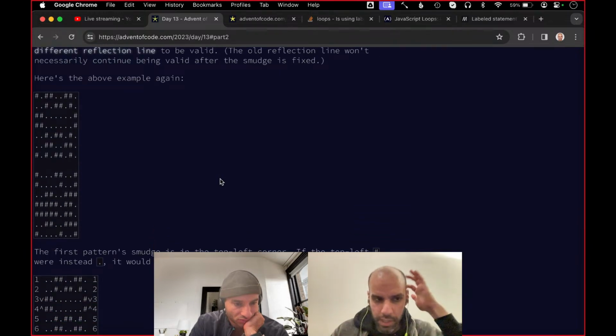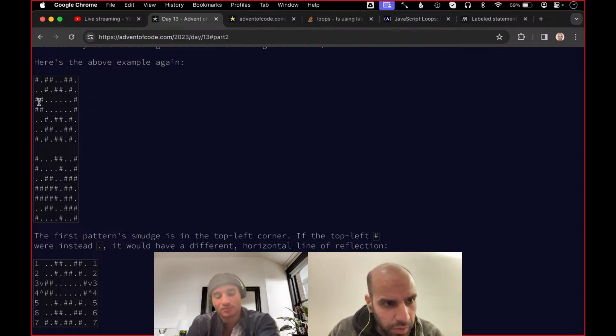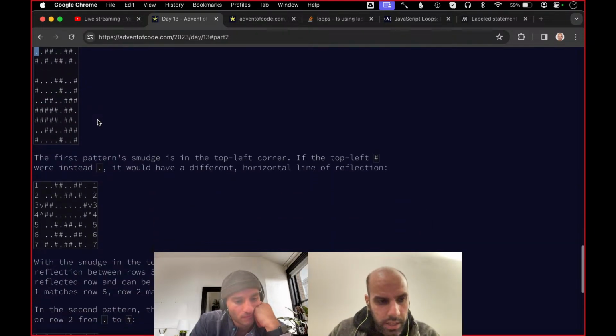Here's the above example again. The first pattern's smudge is at the top left corner. What you noticed the first time. So let's see. We are looking at this. We find a reflection here, and then there is this guy that doesn't correspond to that. But if this turned into a dot or this turned into a pound, then it would have worked. Let's see if they agree with that.